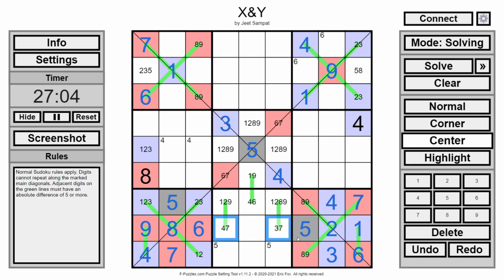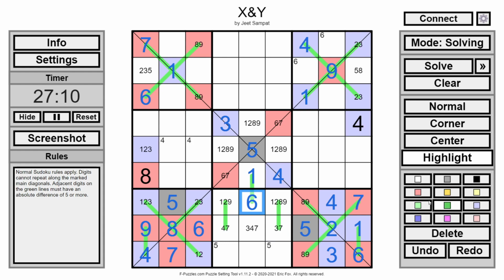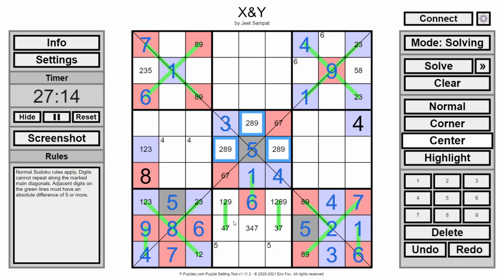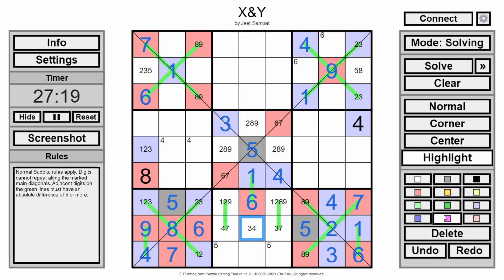So neither of these can be 6. So this is a 3, 4, 7 in the middle. So this must be a 6. This must be a 1. So this is a high digit. This is a low digit. These can't be 1s. This can't be a 7, because one of these has to be a high digit. I've said these are opposites. So one of these is a high digit. One of them is going to be a 7. Okay.